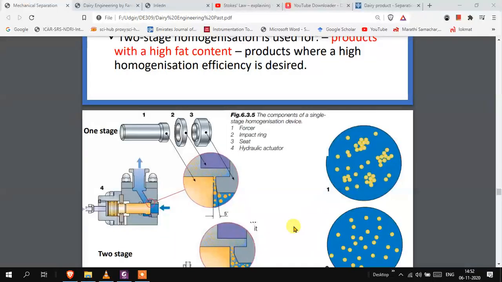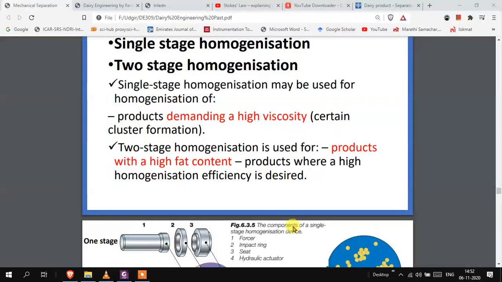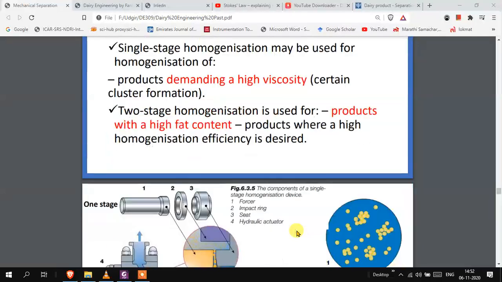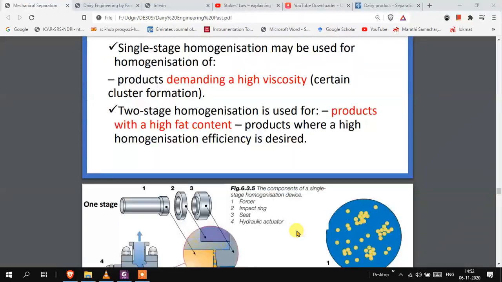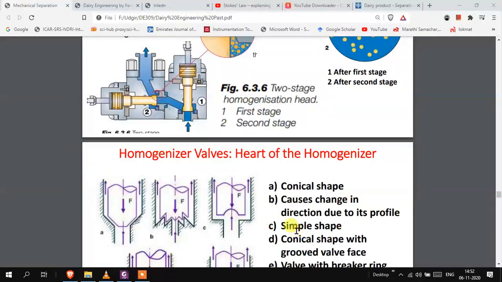तो homogenization की बेसिकली टू टाइप्स है, सिंगल स्टेज होमोजेनाइजेशन एंड टू स्टेज होमोजेनाइजेशन. सिंगल स्टेज कहाँ पे करते हैं, जहाँ पे प्रोडक्ट हमें चाहिए होता है कि जिसकी विस्कोसिटी ज़्यादा हो, एंड प्रोडक्ट डिमांडिंग अ हाई विस्कोसिटी. और टू स्टेज कहाँ पे हम करते हैं कि जहाँ पे प्रोडक्ट्स विद हाई फैट कंटेंट एंड वेयर हाई होमोजेनाइजेशन एफिशिएंसी इज डिजायर्ड. उस केस में हम यूज करते हैं टू स्टेज होमोजेनाइजेशन.